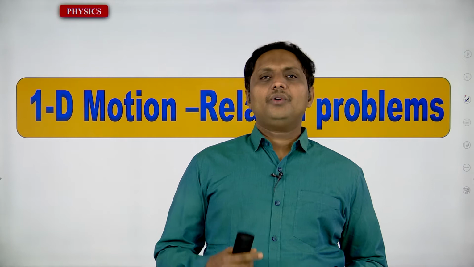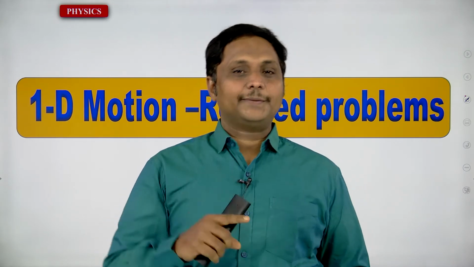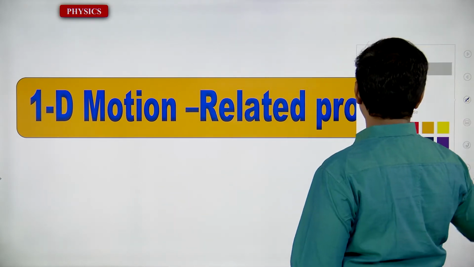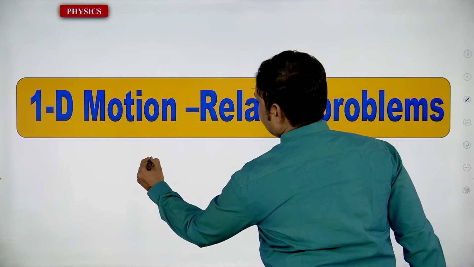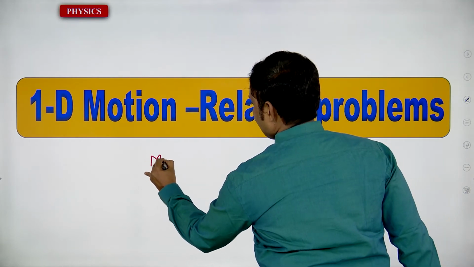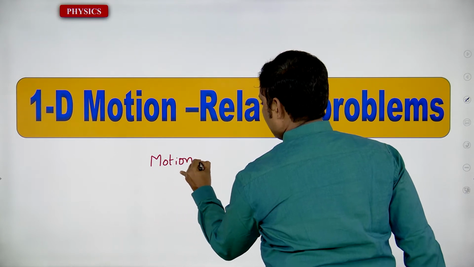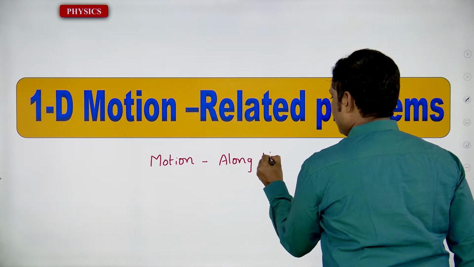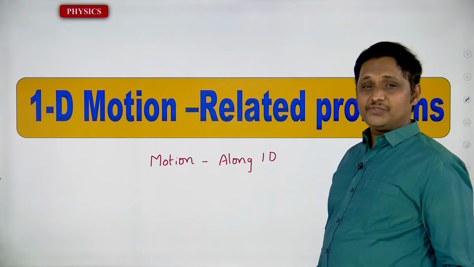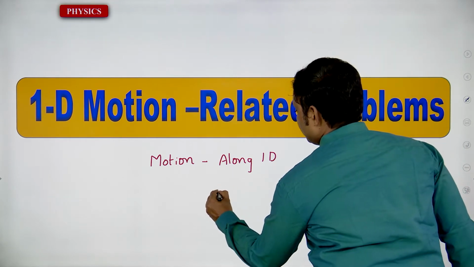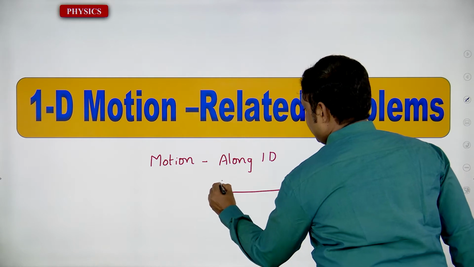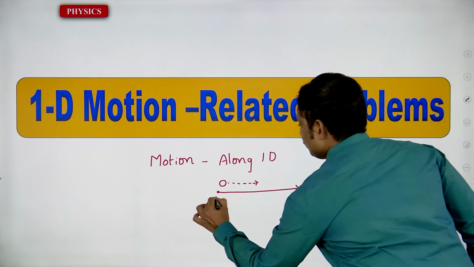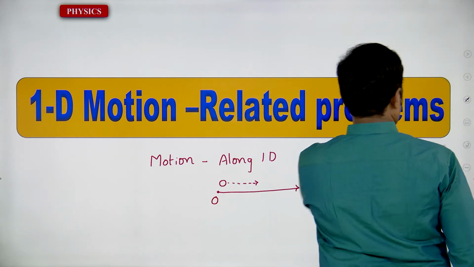Now, if you take vertical displacement or horizontal displacement, you have to confirm it is along one dimension, along 1D. This is very clear. The motion of your body is restricted along one direction. So, you can take this as the origin.